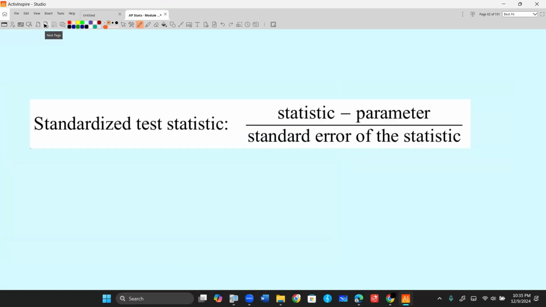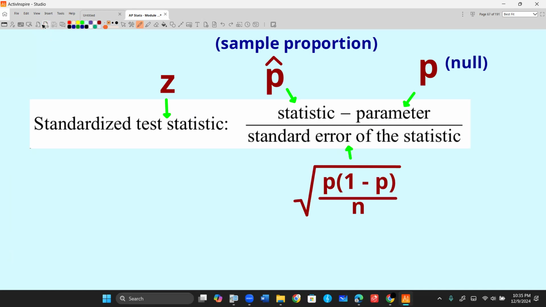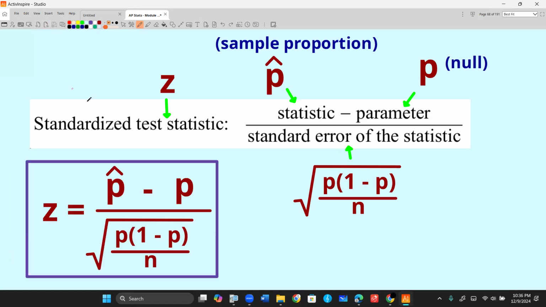Well, we calculate something called a standardized test statistic. It's a z-score, folks. And that z-score is basically we're going to take our sample proportion, subtract our null proportion, so our parameter, 80%, and divide by the standard error calculated based on the null, so we'll use the p. So here's the formula. This formula says standardized test statistic equals statistic minus parameter over the standard error. This is on your formula sheet. This isn't. So you have to be able to pick apart the things that go in there.